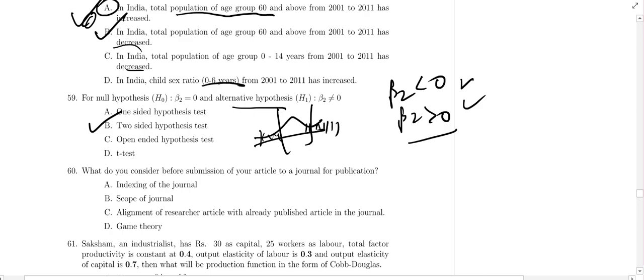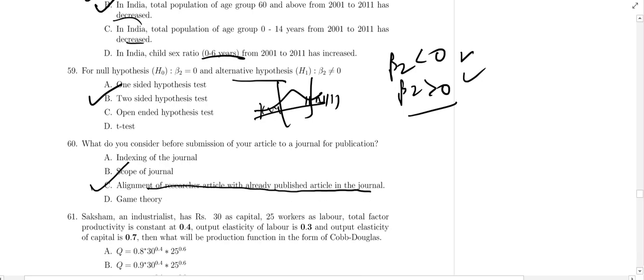The answer to this question: what do you consider before the submission of an article to a journal for publication? It is actually the alignment of the researcher's article with the already published articles in that journal. So that relationship plays a very, very crucial role.